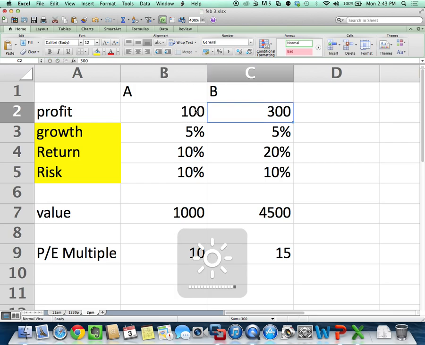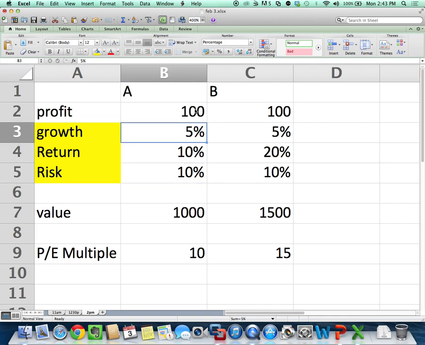starts to grow faster? So I'll go back to the original assumptions. And A is now going to start growing at 6% versus 5%. So if their long-term growth rate is faster, what's going to happen to their value, and what's going to happen to their multiple? They'll both go up. All right, let's see how much. How about 7%? How about 8%? How about 9%?